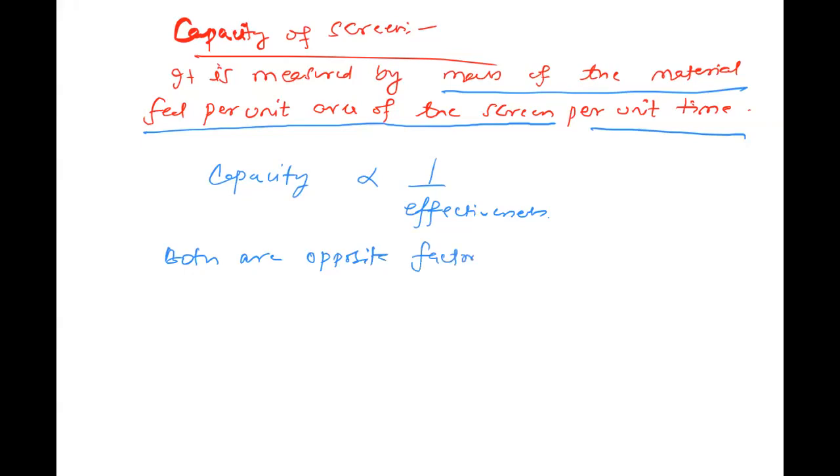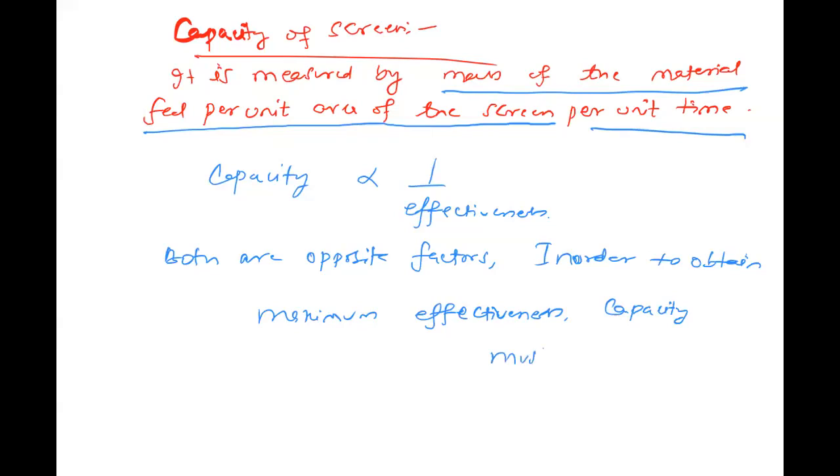So to obtain the maximum effectiveness, the capacity will be minimum. In order to obtain maximum effectiveness, capacity must be minimum. Is it clear, all of you? Capacity must be minimum.